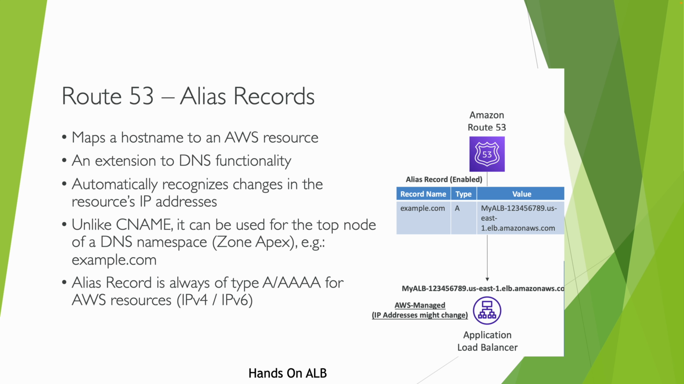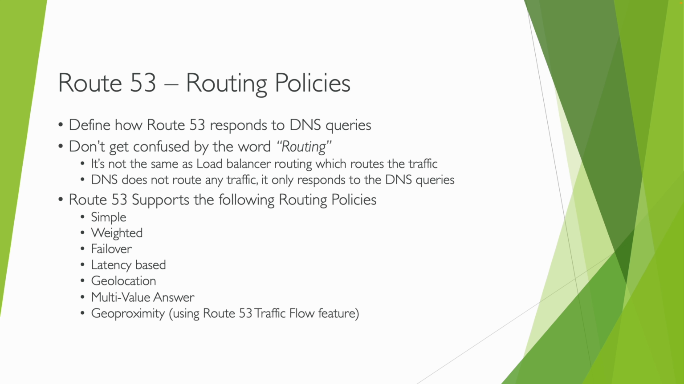So this is how we use alias and the CNAME records. Okay, so now we have something called routing policies. These routing policies define how Route 53 responds to DNS queries. So you don't get confused about the routing: this is different from the routing which we send from the load balancer. It is not the same as load balancer routing, which routes the traffic. DNS does not route any traffic, it only responds to DNS queries.